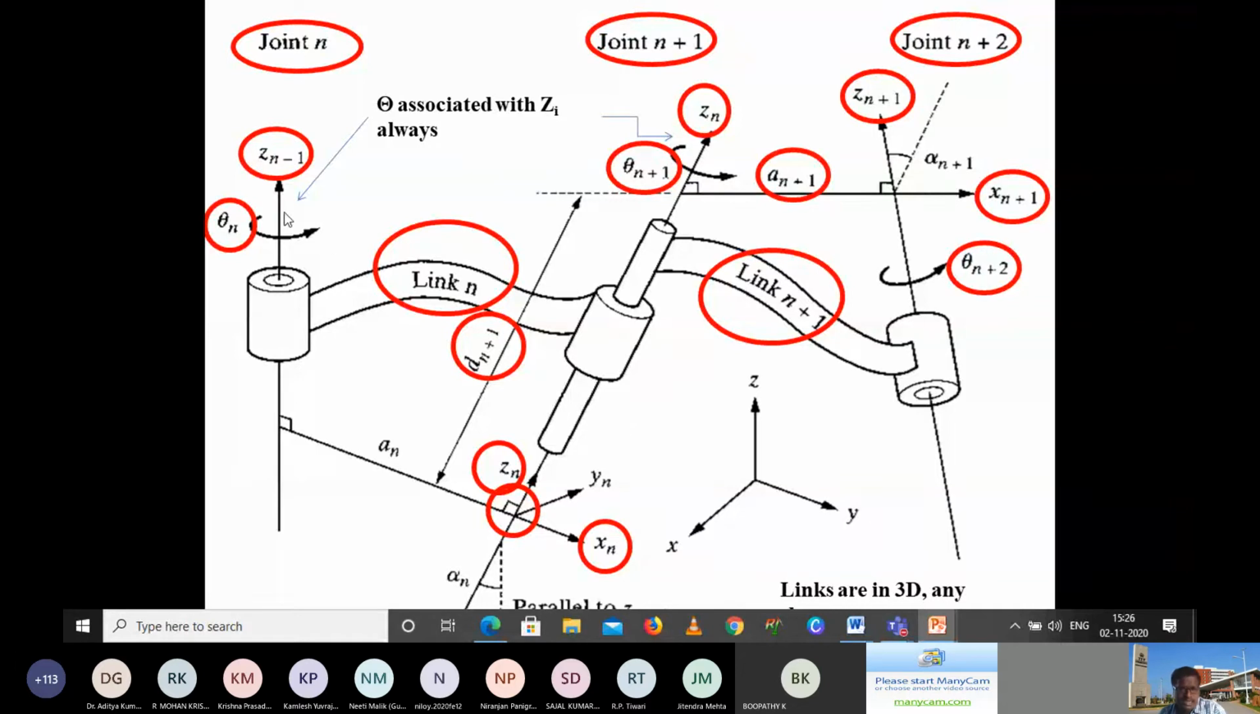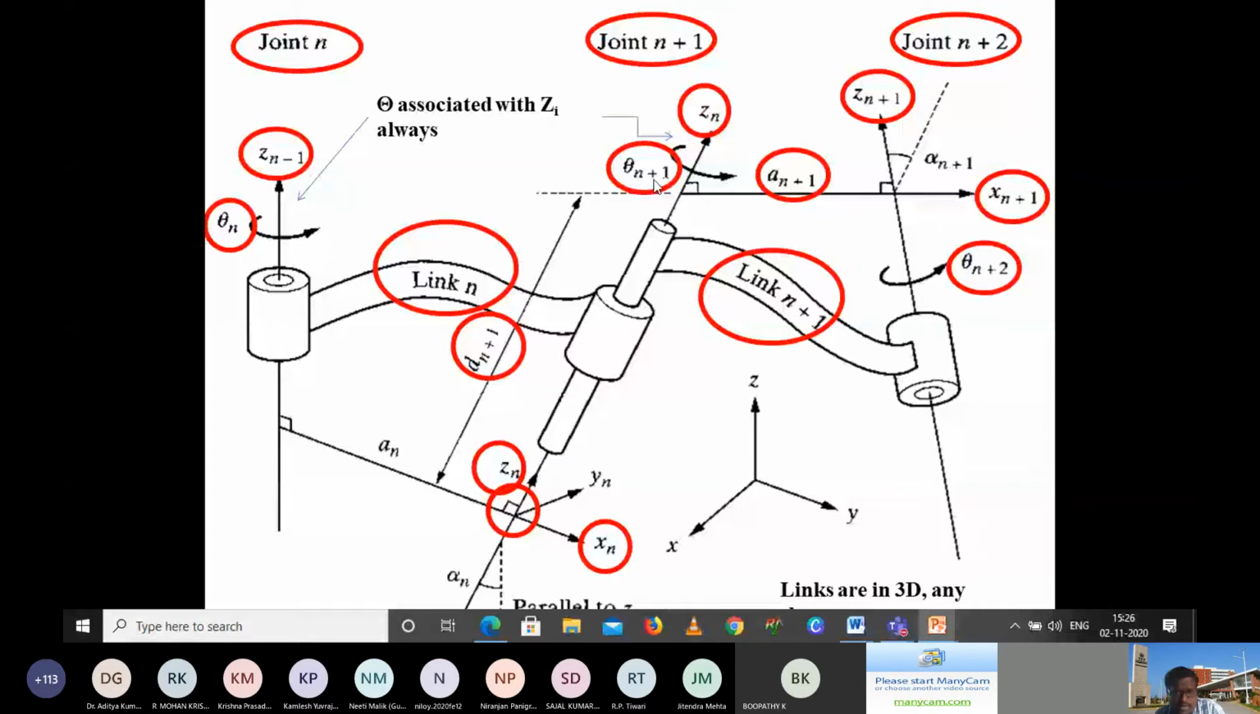So again I will recollect. Joint n, joint n plus 1 and joint n plus 2. Three joints are there, two links are there. For the first joint, the rotational axis or revolute joint axis is taken as z n minus 1, and then the value of theta is taken as theta n. Similarly, in the second joint, the rotation axis is taken as zn, and then the value is taken as theta n plus 1. And in the third joint, the rotation is taken as theta n plus 2, and then the axis is taken as z n plus 1.